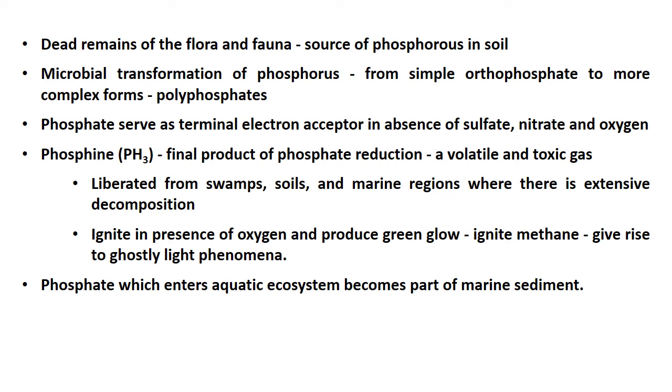Phosphine is a volatile and toxic gas, and it ignites in the presence of oxygen and produces a green glow. Phosphine is generally liberated from swamps, soils and marine regions where there is extensive microbial decomposition. The phosphine ignites when exposed to air, and it can also ignite methane and give rise to a ghostly light phenomenon. The phosphate which enters the aquatic ecosystem becomes a part of the marine sediment. It will get deposited there.